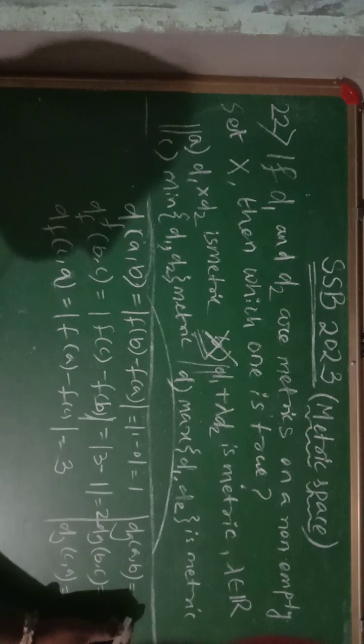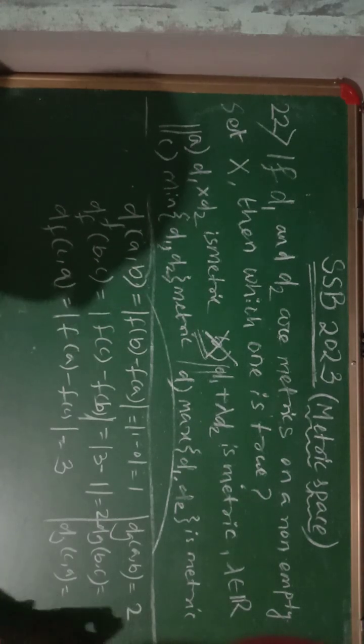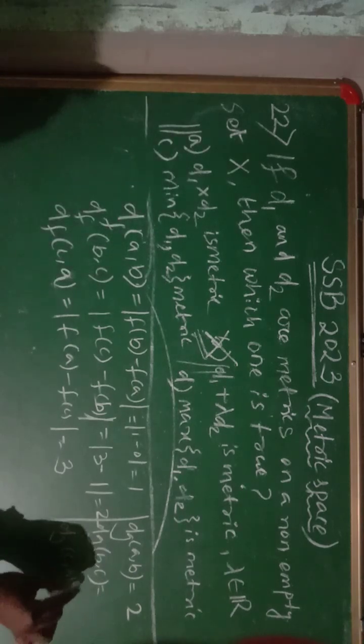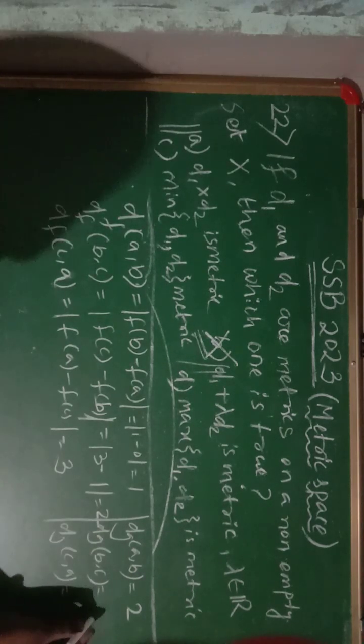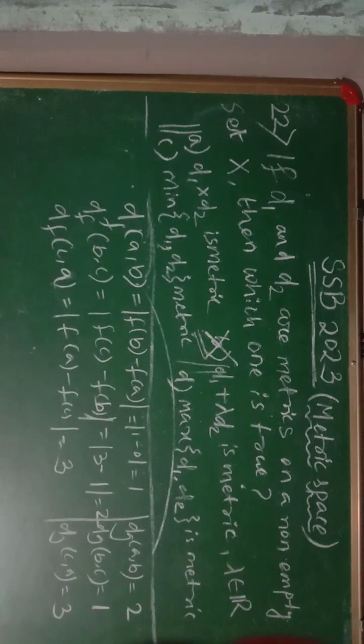A comma B, DG of A comma B is how much? DG of A comma B is equal to 2, and DG of B comma C, G of B minus G of C, is equal to how much? This one's value is 1 and the value of this one is equal to 3.